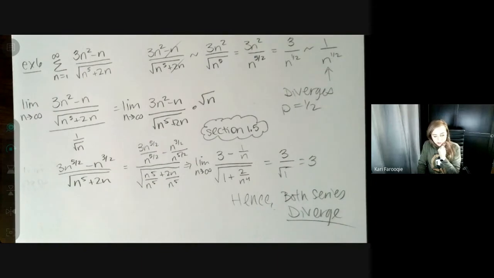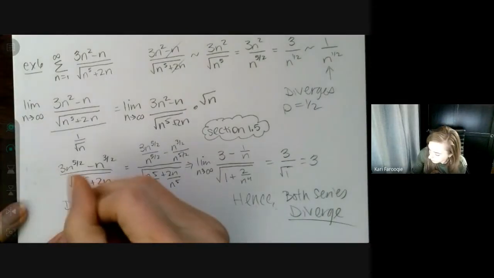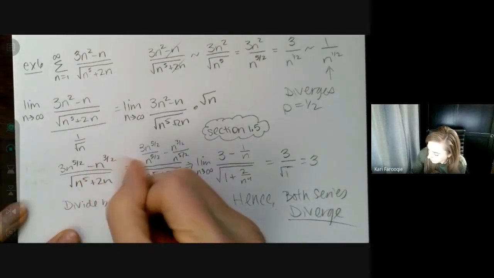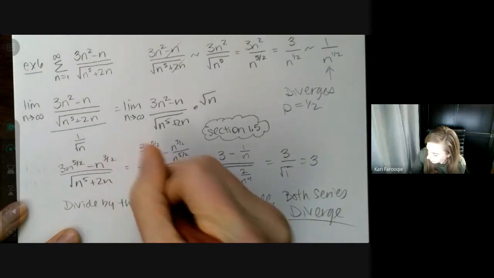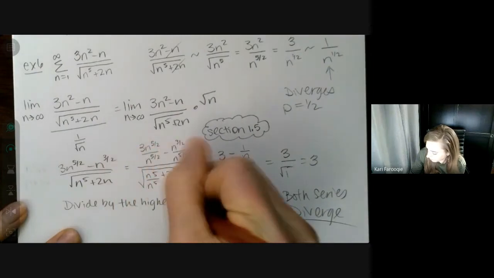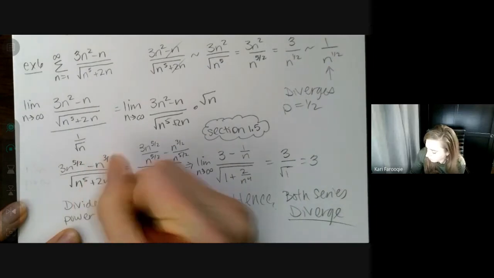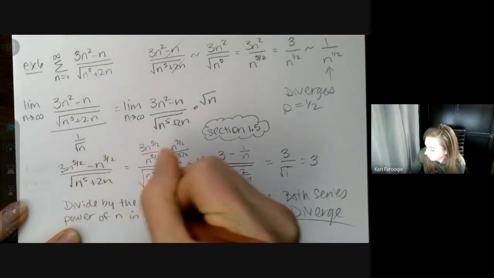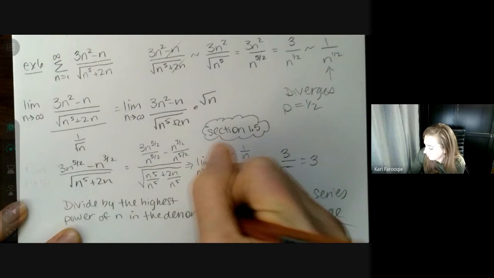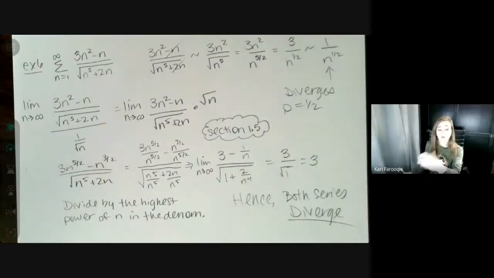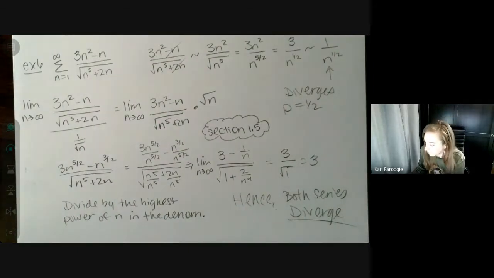Questions on that one? The technique here was to divide by the highest power of n in the denominator. So whatever that was, you divide the whole fraction, every single term, by that quantity.